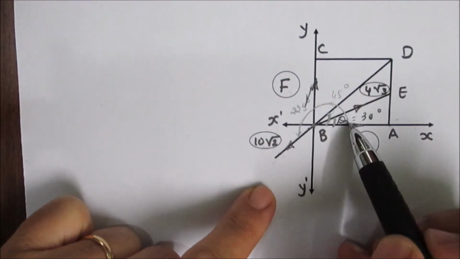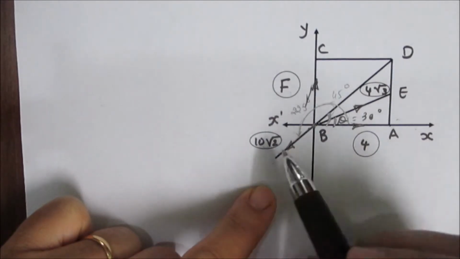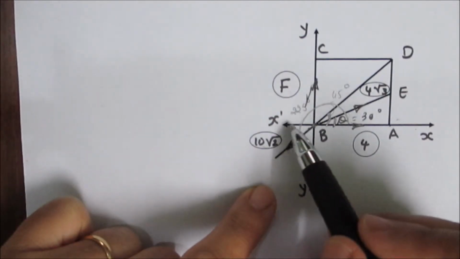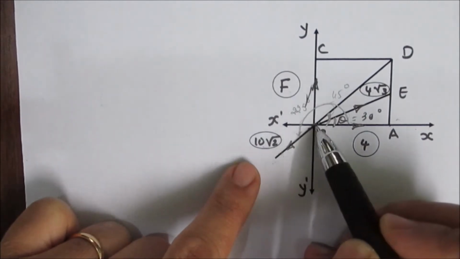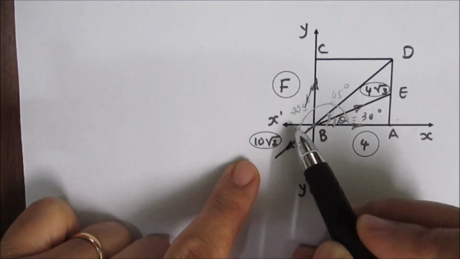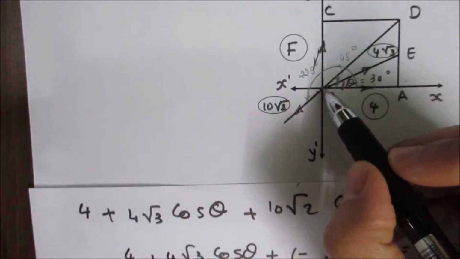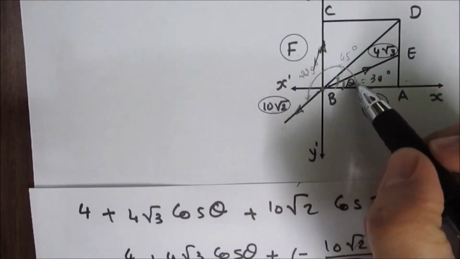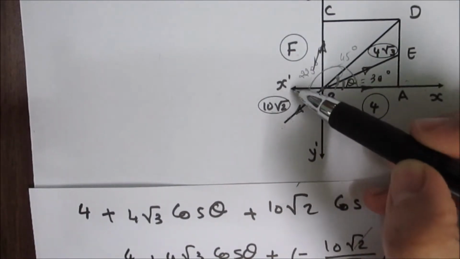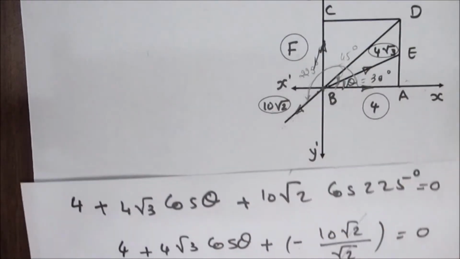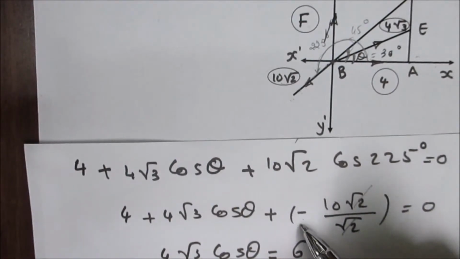If the angle of inclination of the force is measured from the positive direction of the x-axis, don't consider the direction of the component of the force. Here, the horizontal component of the 10 square root 2 goes left, so it's supposed to be negative. But the angle of inclination of this force is measured from the positive direction of the x-axis. It's 225 degrees. Don't consider the negative sign of the force, because cosine 225 already has a negative value.